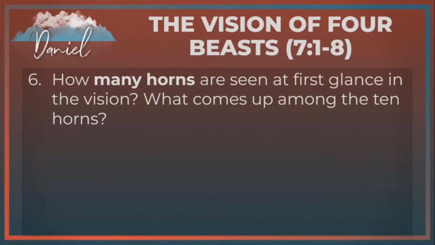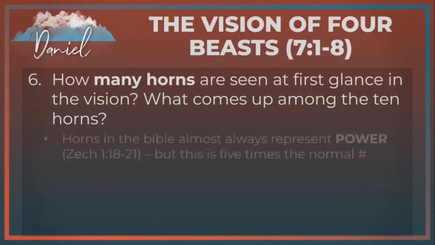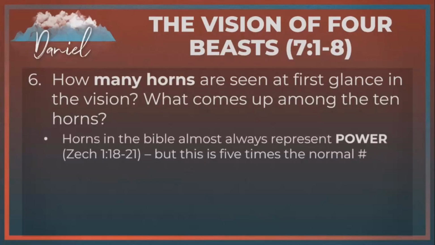Yeah, so you got 10, but then plus 1, right? And so I'm speeding through this, so if you have any comments on it, feel free to jump in. But horns represent power. Usually we saw that back in Zechariah chapter 1, and then one of those night visions there too. You had those 4 horns, the different powers that are oppressing Israel and putting them in captivity. But this is 5 times that normal number of horns, right? If you think about it.